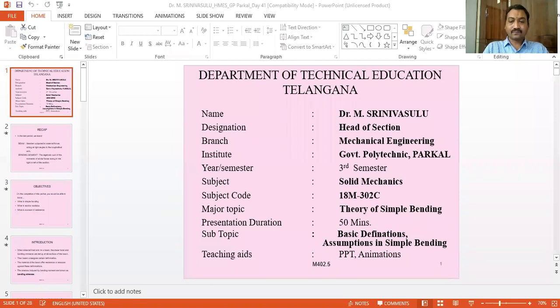Here we are going to discuss some basic definitions, concepts of simple bending, and also the assumptions that are made in the simple bending.